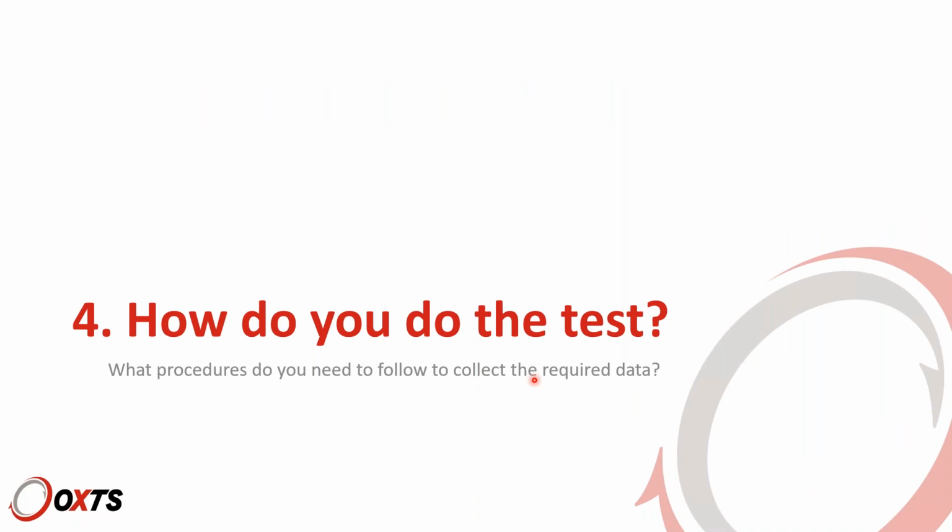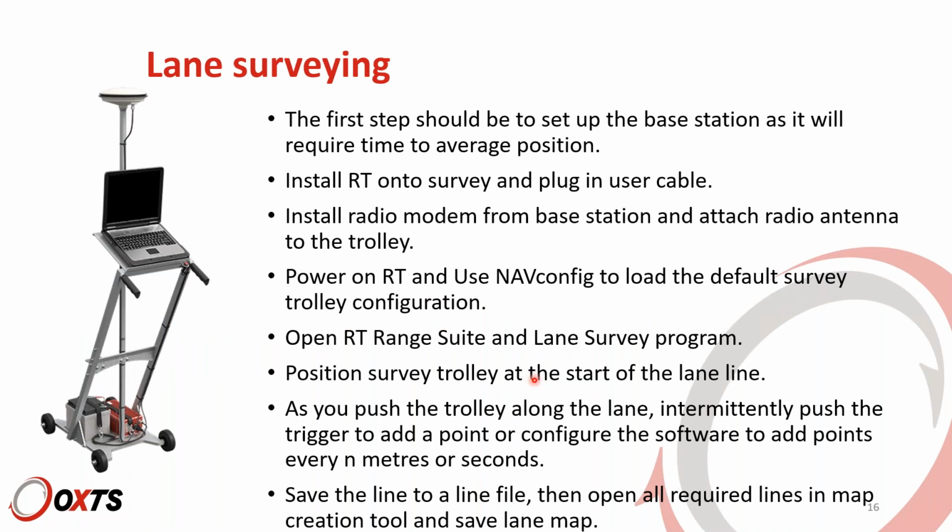So in terms of physically performing the test, the first thing you'll need to do is physically survey the lane itself. The first step there will be to set up the base station, because to survey the lane, you need that to be done centimeter level accurate, which means that the lane survey itself has to be in RTK. Because the base station takes a few minutes just to average its position, the easiest thing to do is to set that up and then configure the RT while it's averaging.